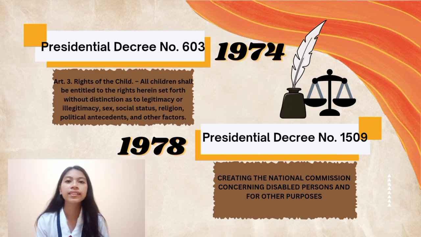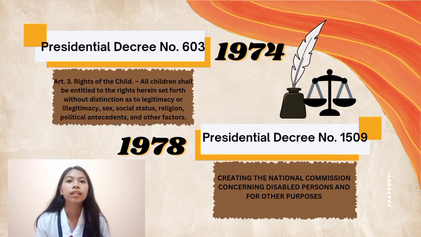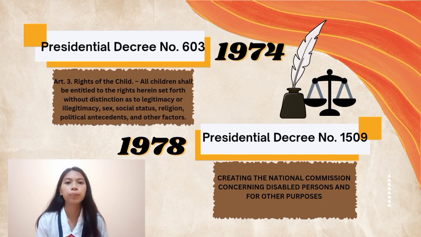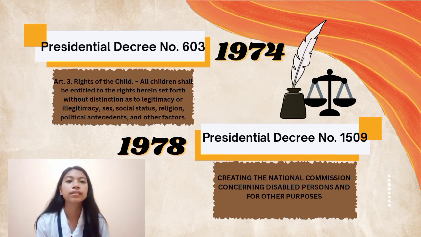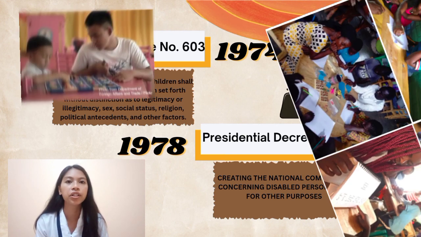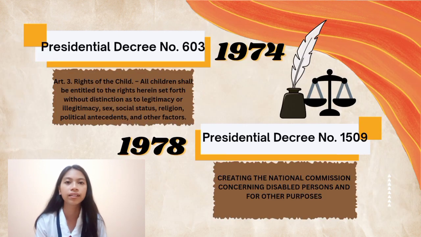Next is the 1978 Presidential Decree number 1509, creating the National Commission concerning Disabled Persons and for other purposes. Whereas, the national government recognizes its responsibility to provide the handicapped with the fullest measure of protection and assistance to help develop their abilities in all fields of endeavor and to promote their integration into the mainstream of society, as well as its primary duty for the prevention of physical and mental disabilities.